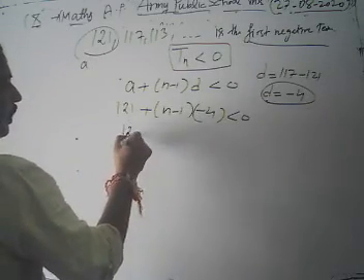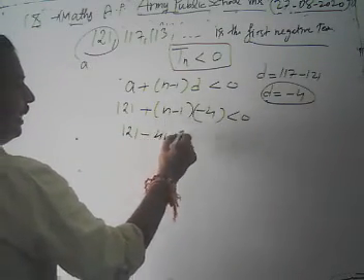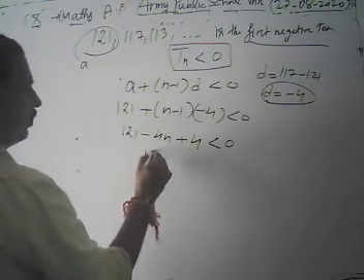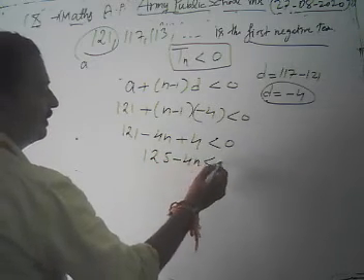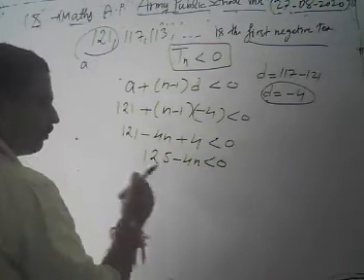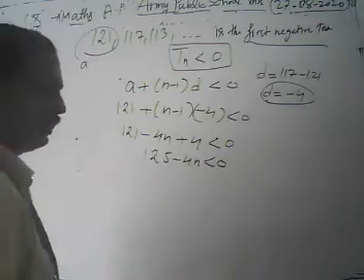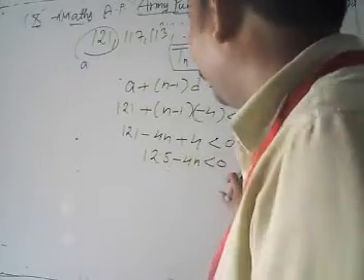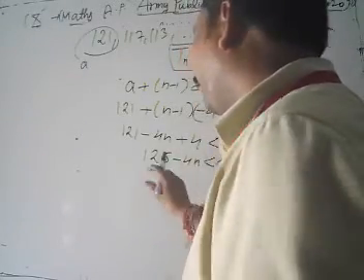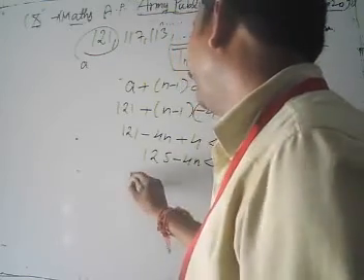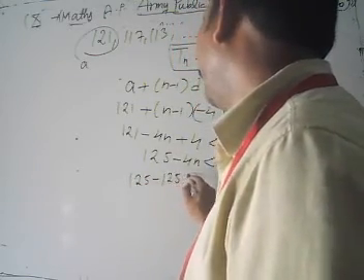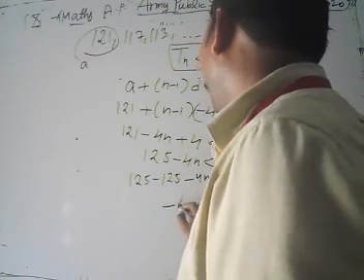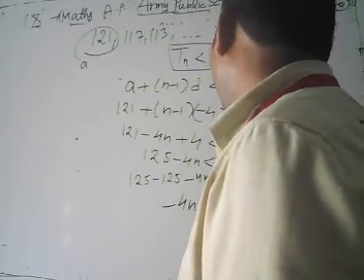We get 121 plus (n minus 1) times minus 4 less than 0. Now 121 minus 4n plus 4 less than 0. Now 121 plus 4, 125 minus 4n less than 0. Now look what we have to do. It's an inequality problem, so we are not going to solve it in the general way. We are going to subtract 125 from both sides: 125 minus 125 minus 4n less than 0 minus 125. Now this is 0, then we have minus 4n less than minus 125.